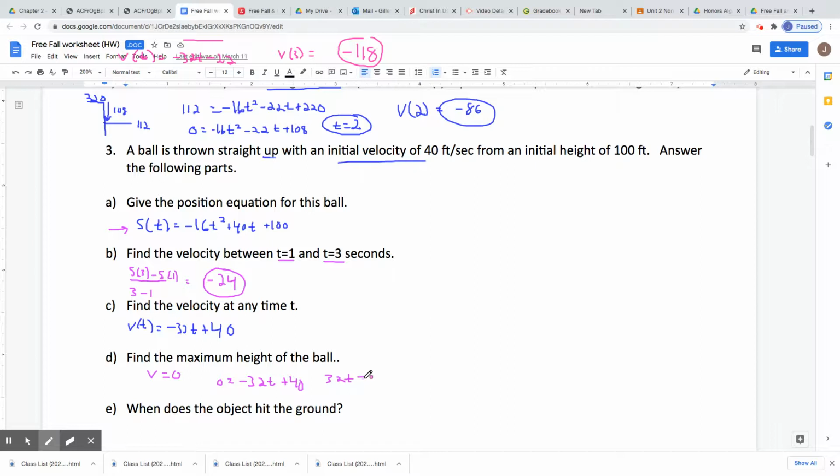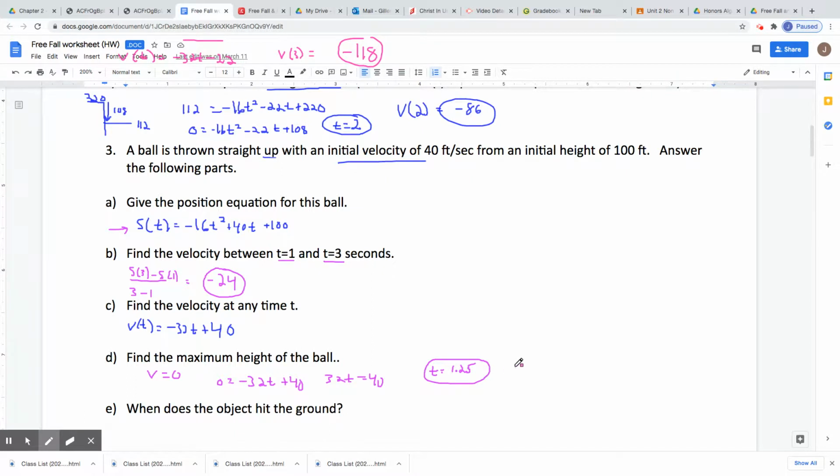32t equals 40. Divide by 32. I get t equals 1.25, because 40 over 32 is 5/4. So 1.25 seconds. That is the time when it reaches the maximum height.